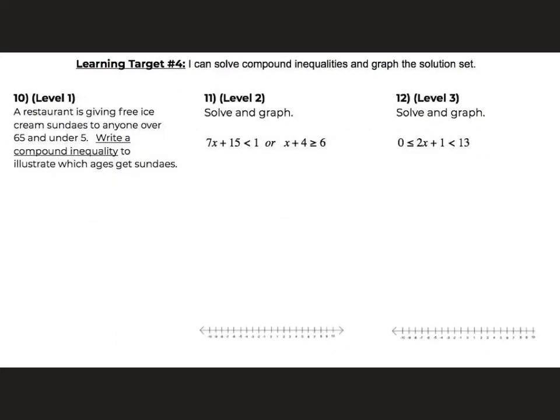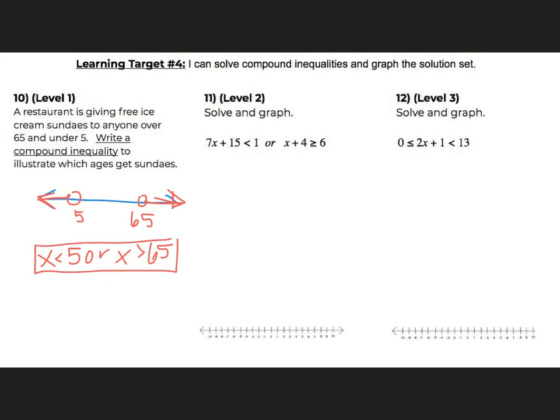All right, last target here, compound inequalities. So the first one here, we have a restaurant is giving free ice cream sundaes to anybody over 65 and under 5. So over 65 would be going towards my bigger numbers. Under 5 would be going towards my smaller numbers. And we're not including those values. So to write a compound inequality to describe this picture, we'd have x is smaller than 5 or x is bigger than 65. This is an or example.